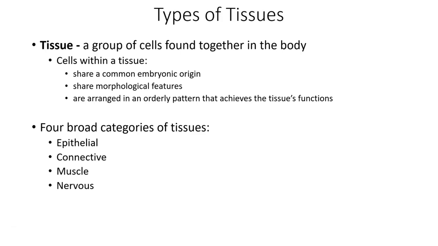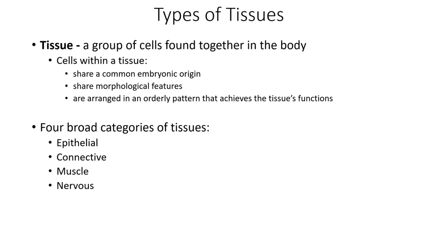So tissues are similar cells that are found together within the body. The cells that make that tissue are going to share a common embryonic origin, so they're going to start out in the same type of embryonic stem cell tissue. These cells are also going to share morphological features. Morphology is their appearance, so the cells within that tissue are going to look similar. And then they're also going to be arranged in a particular pattern that helps with the function of whatever that tissue is.